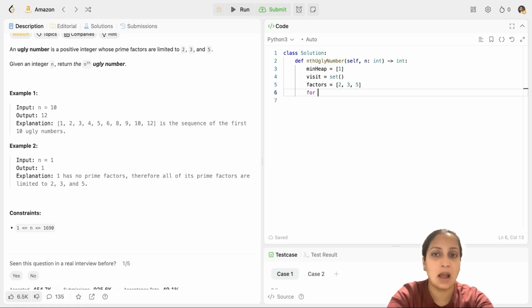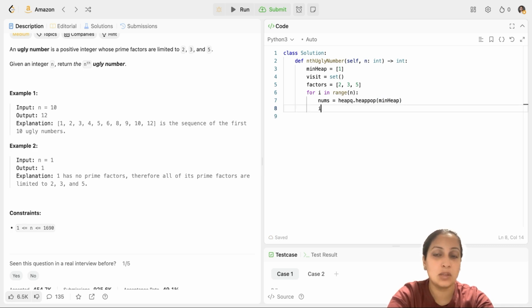And now I will have a for loop for i in range. And what would be the range limited to? It would be limited to n because I have to return the nth value. So this, and then I will get nums. My nums would be my heapq.heappop, and I will push min heap. So I will get the nth value from there.